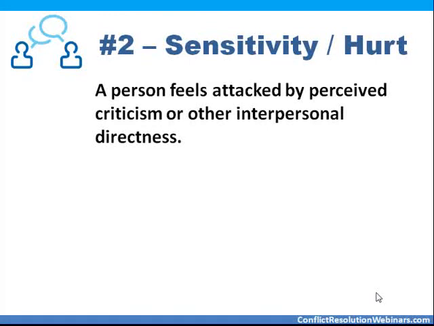Number 2 is sensitivity and hurt. A person feels attacked by perceived criticism or other interpersonal directness. So somebody says something and somebody takes offense at it. Now, I always say you can't offend me because I choose not to take offense. But most people aren't like that. If offense is given, they'll take it. And even if it's not given, sometimes they find it.